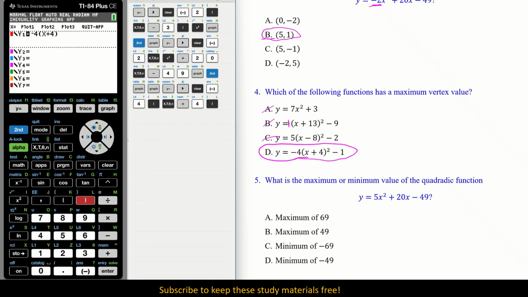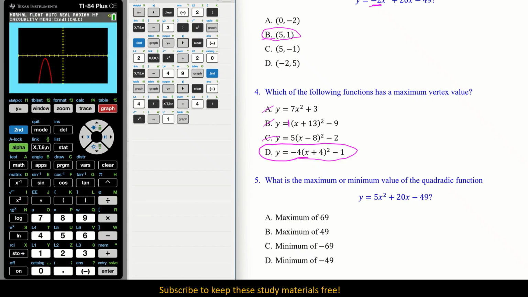So I've got -4, open parentheses, x plus 4, close parentheses, square that, and let's say -1, graph it, and yes, it opens down. And by the way, it is a complex situation. It has no real zeros. But we don't care about that right now. That's for another day. Right now, we care about the fact that we verified D is our option.